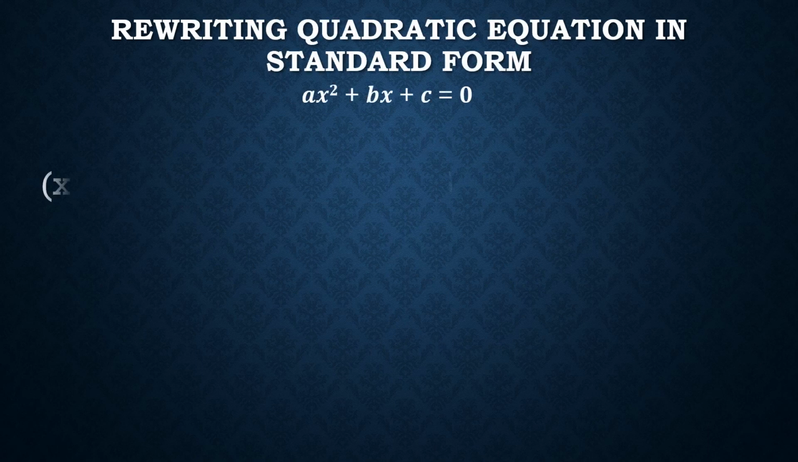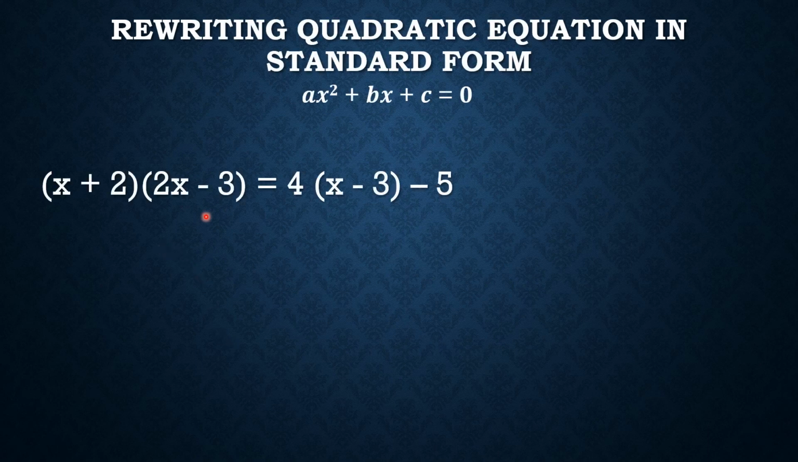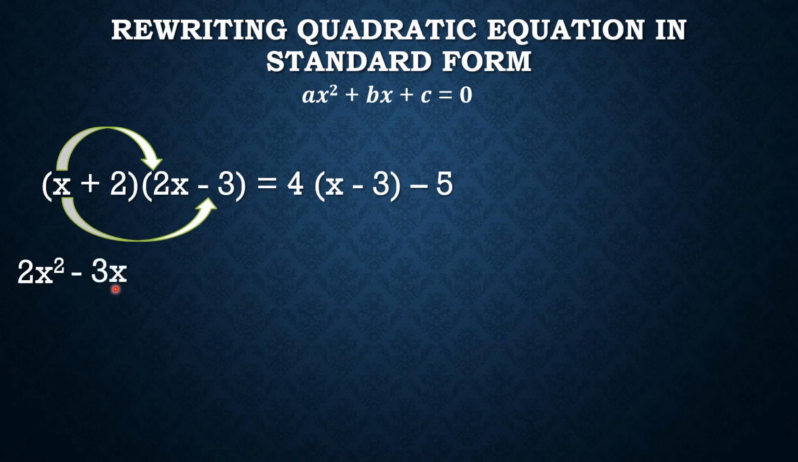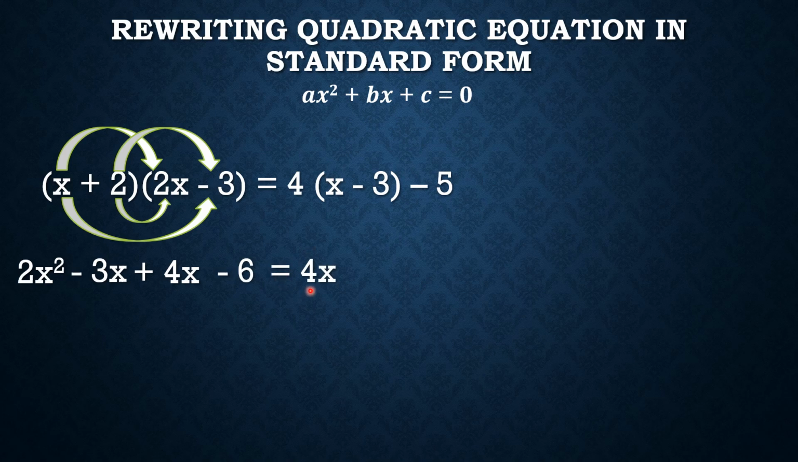Again, let's look at this example. We want to write this equation in standard form. Okay? So, to do that, begin by multiplying this side. Using the FOIL method, we have 2x squared, negative 3x, positive 4x, negative 6. Next, apply the distributive property on this side. So, 4 times x is 4x, 4 times negative 3 is negative 12, and then we have negative 5.